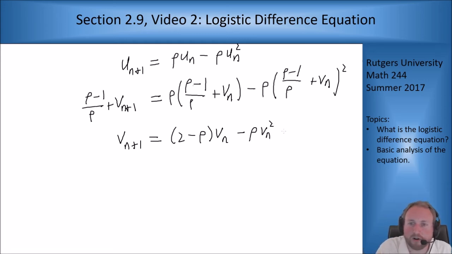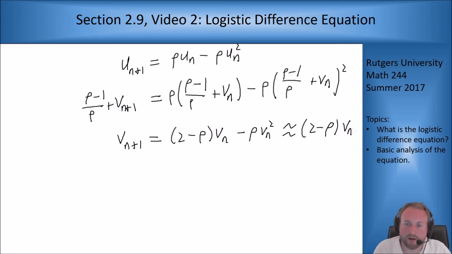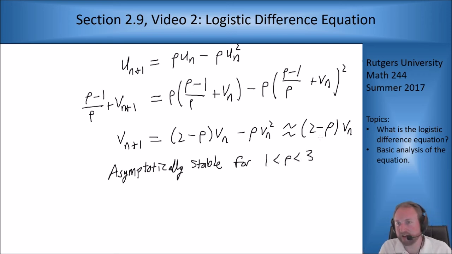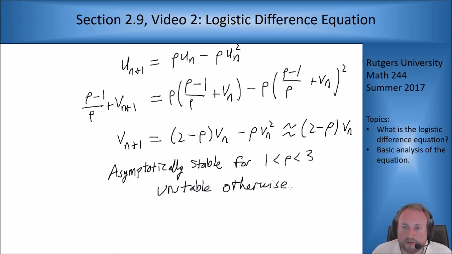So then, as before, this is going to be small, so we're going to get this is about 2 minus rho times vn, which means we know our stability again by the same argument from before. So this is asymptotically stable for rho between 1 and 3, because that is where 2 minus rho has absolute value less than 1, and it's unstable otherwise. Okay, so there's our stability for that point as well, which means we have what's called an exchange of stability at rho equals 1.